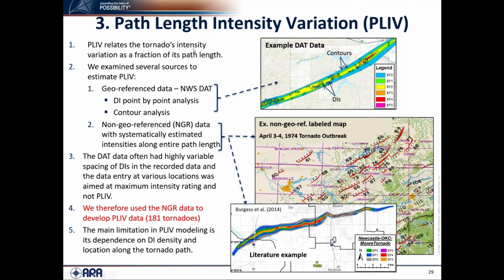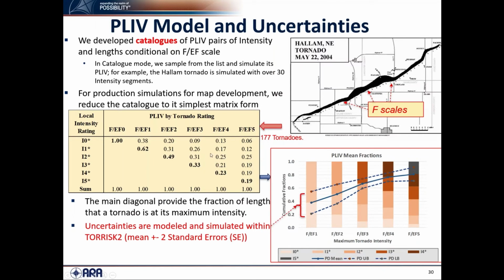We looked at path length and intensity variation. And tell you what, I'm looking at the time here. I think I better move along a little bit more. Just to let you know, we looked at what was in the damage assessment toolkit. We went back to a lot of the work by Fujita and others, who mapped out what the intensity was over that path, and we digitized a lot of that and incorporated it to develop a path length intensity variation model, because we know an EF5 tornado only has a very small area that actually has EF5 intensity, right?